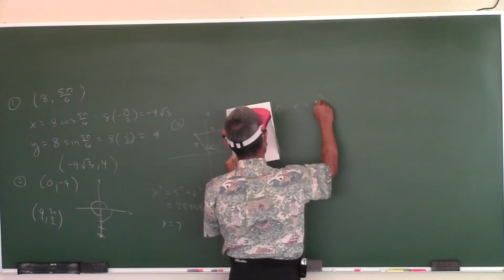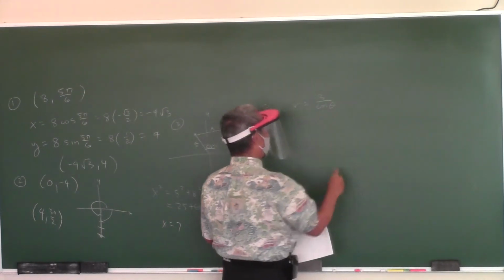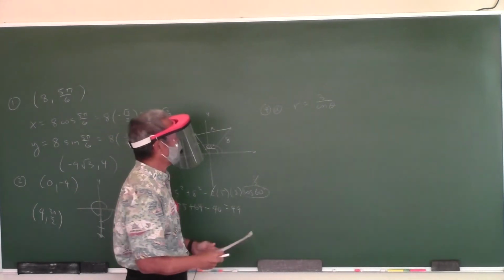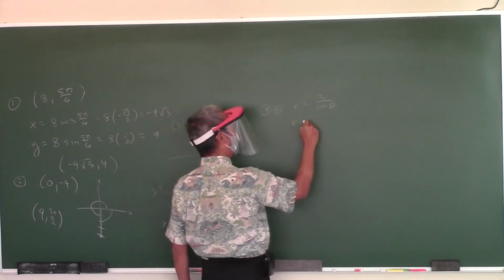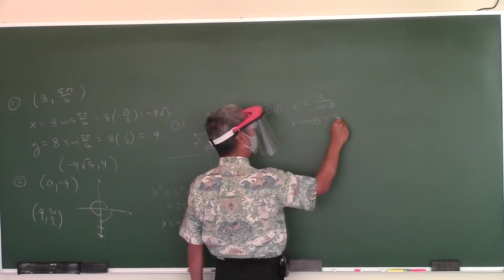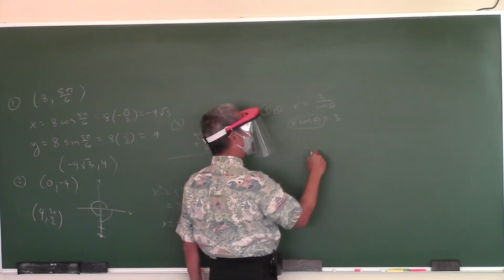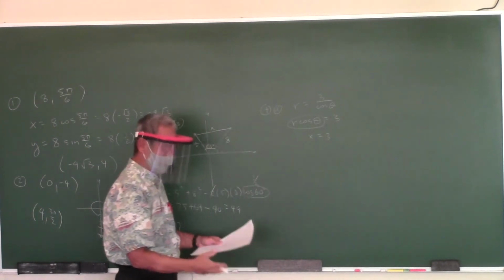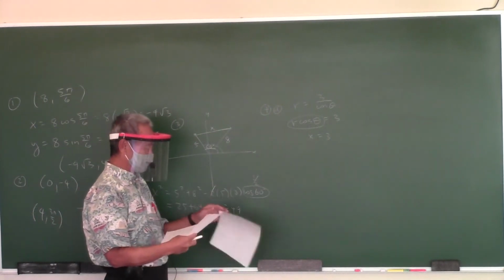r equals 3 over cosine theta. On this quiz, you just have to change it to a rectangular equation. So if you cross multiply, r cosine theta equals 3. And r cosine theta is x, so x equals 3, a vertical line. Easy.